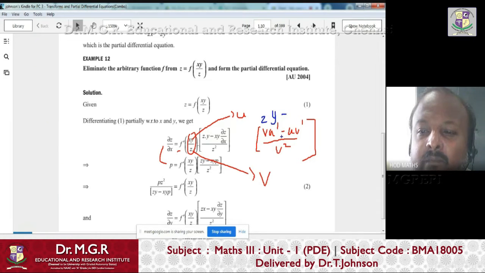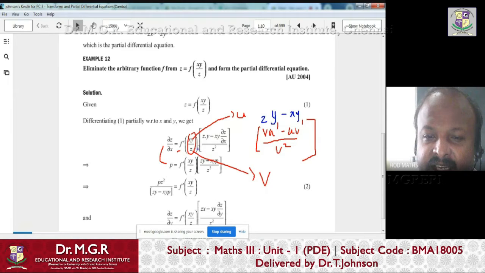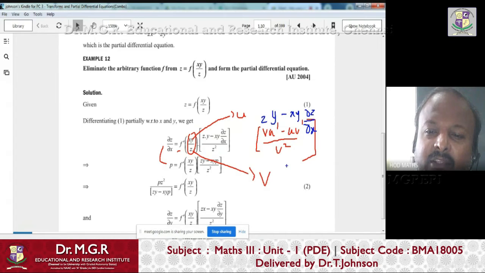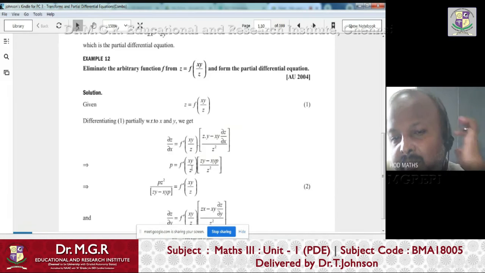Minus U. What is U? U is xy, so xy as it is into V dash. What is V? V is z. V dash means dou z by dou x, that is differentiating z with respect to x. That only they put here, divided by V square. V is z, so V square means z square. These are simple things, but you should remember them.